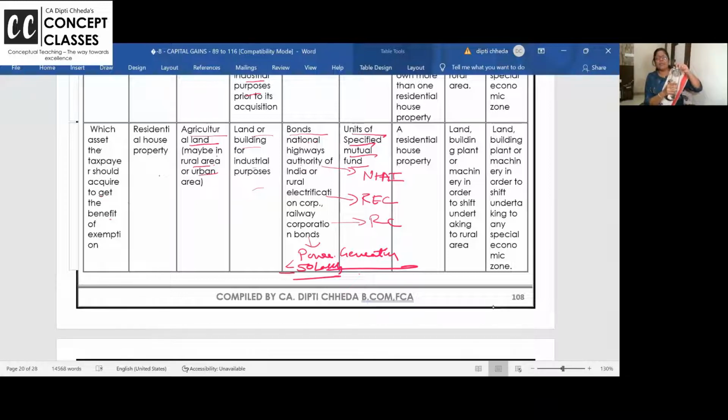I think there would be a cap also. Like you can't put more than 1,50,000 in the PPF account, similarly here also there will be a cap. All clear?